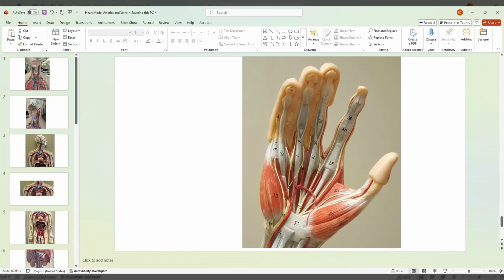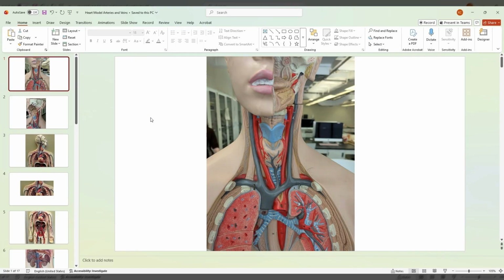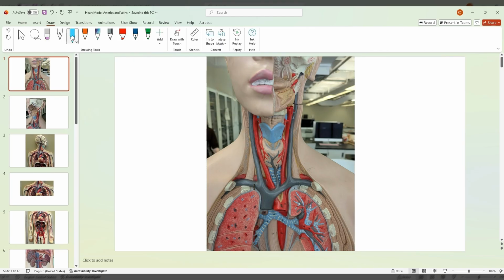Okay, so here we are looking at the arteries and veins of the head and neck. So first off, let's just go through a few of these. First off, this right here is going to be the internal jugular vein.